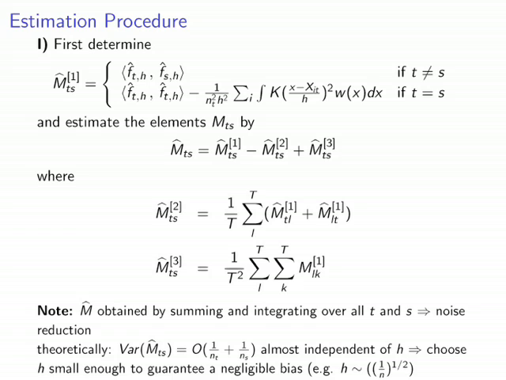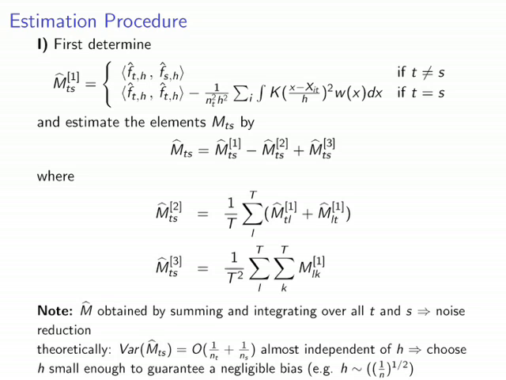For the off diagonal, we have just this inner product of kernel estimates. On the diagonal, we subtract this bias term, which has nothing to do with the original density. Okay, so this gives the estimate M hat. And from this estimate, one then calculates eigenvalues and eigenvectors.